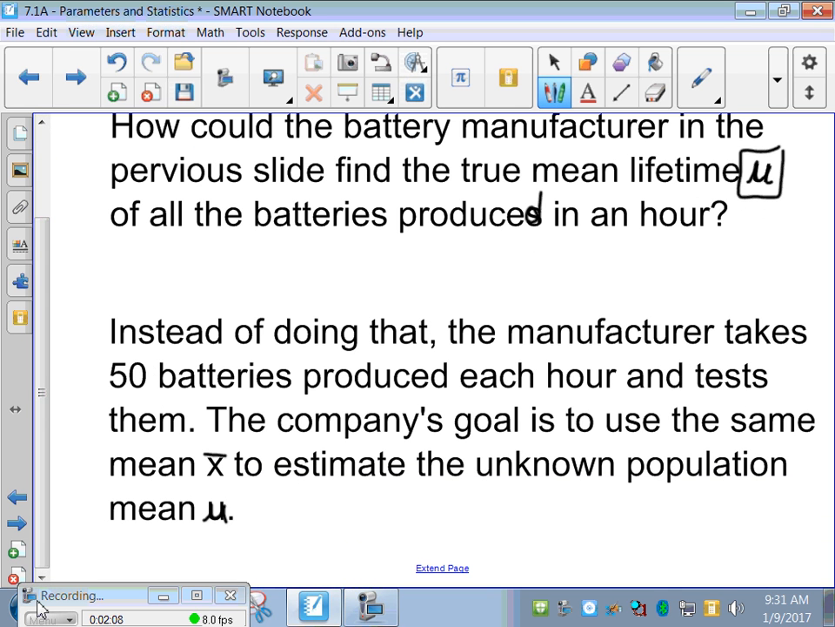So instead of doing that, the manufacturer takes 50 batteries produced each hour and tests them. The company's goal is to use the sample mean, which is this guy, to estimate the unknown population mean, which is what we're going to do oftentimes, okay? So the sample mean is x bar, and the unknown population mean is mu. We're going to take a sample, find that mean, and estimate the actual true mean of mu.